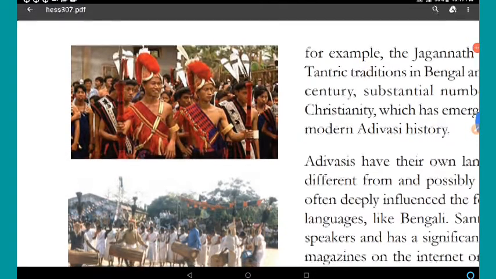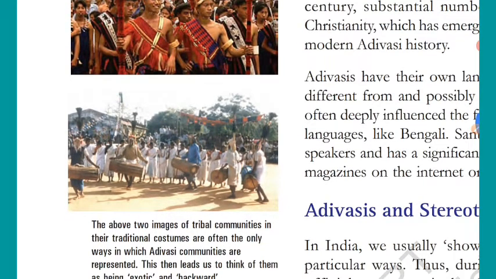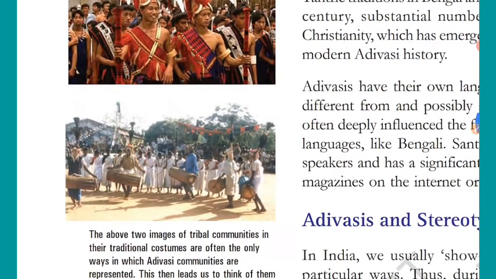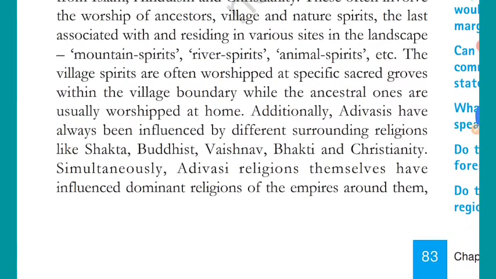You can see these two images of tribal communities in their traditional costumes, which are often the only way in which Adivasi communities are represented. This then leads us to think of them as being exotic and backward. So if you see these kinds of people in these dresses or traditional wearings, then we think these people are backward and exotic. This is the stereotyping about which we will discuss in the next video.